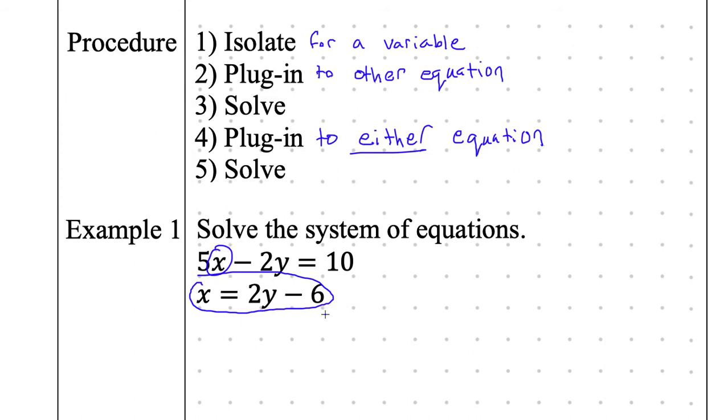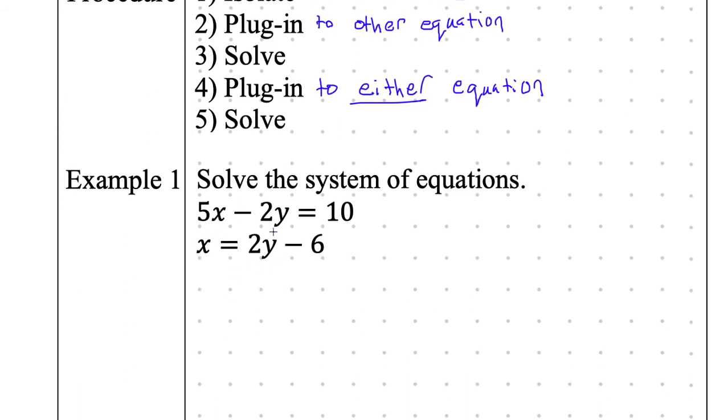I'm going to write it out. Here we go. So a way that you can write this in your notes is you can circle the 2y minus 6. You can draw an arrow to this x up here. You're saying, hey, this x is going to be turned into 2y minus 6. They are the same thing. And I can rewrite that down here.